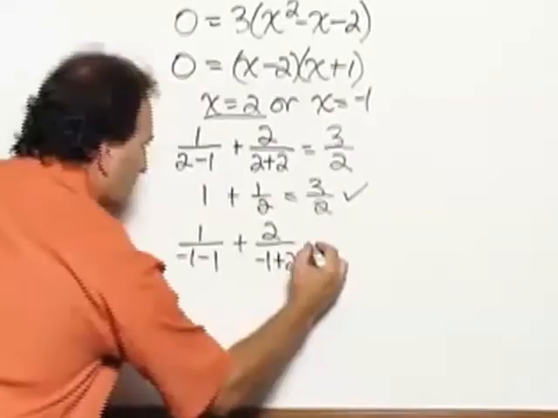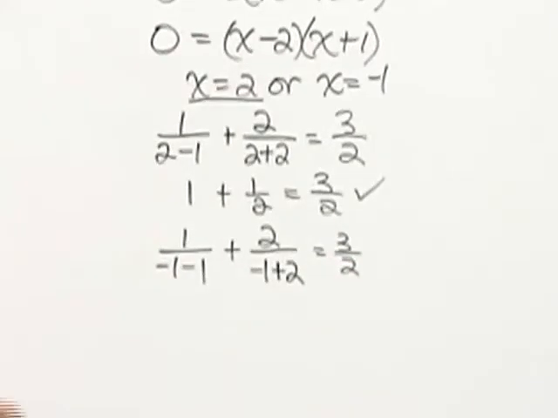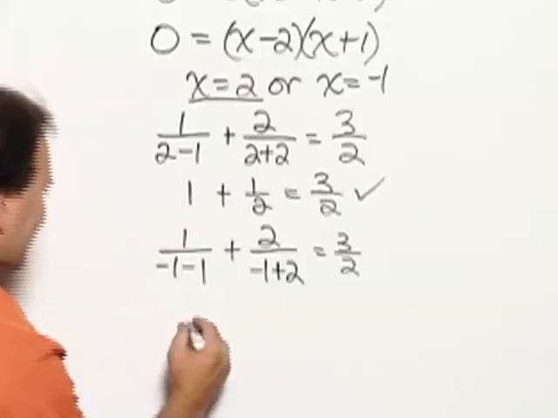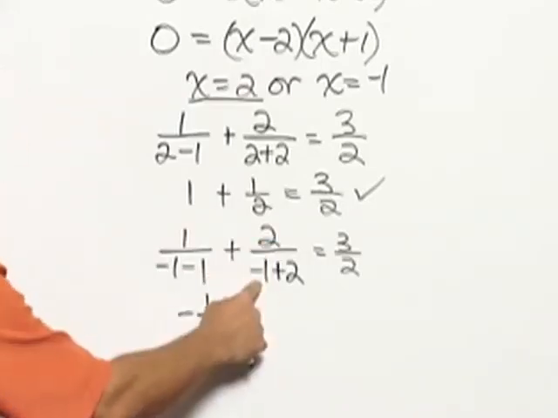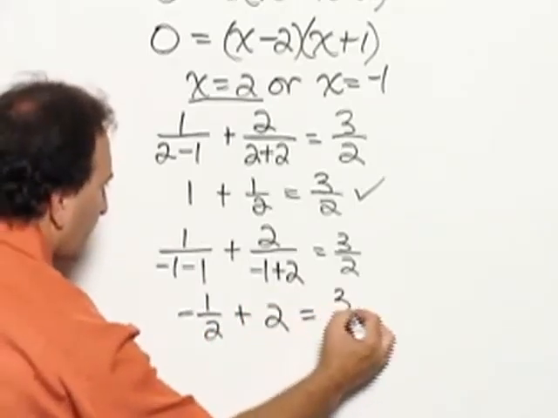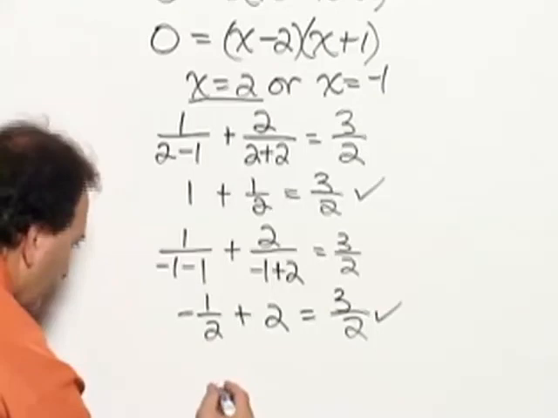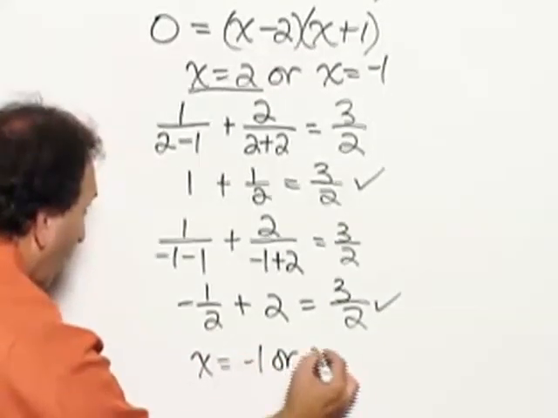And we want to know, does that equal 3 halves? Well, the first fraction, 1 over negative 1 minus 1, is negative 1/2, plus 2 over negative 1 plus 2 is 2 over 1, so that's plus 2. And of course, negative 1/2 plus 2 is 1.5, and that checks. So our two answers that both check, x equals negative 1 or 2.